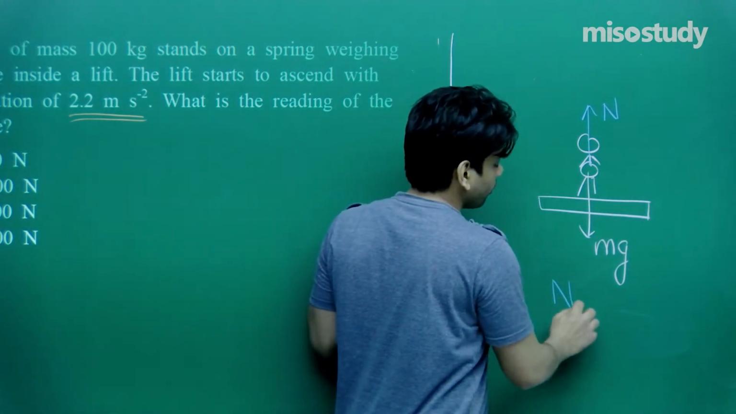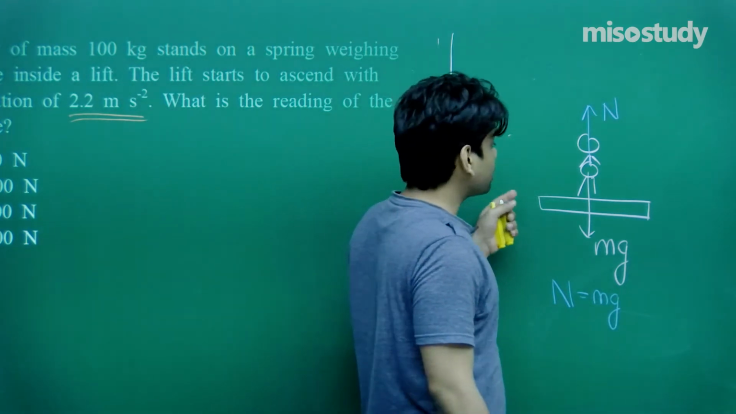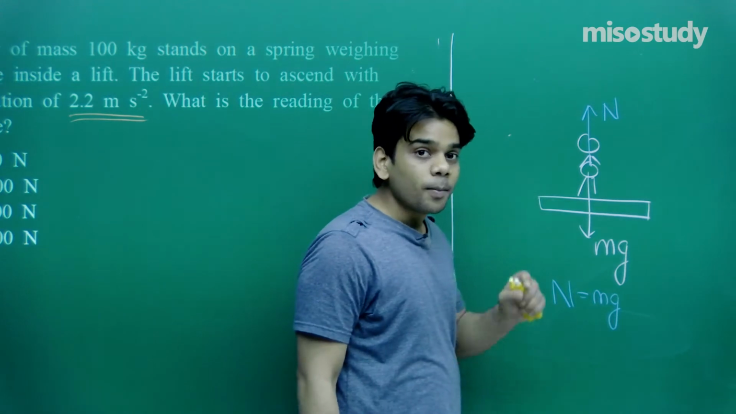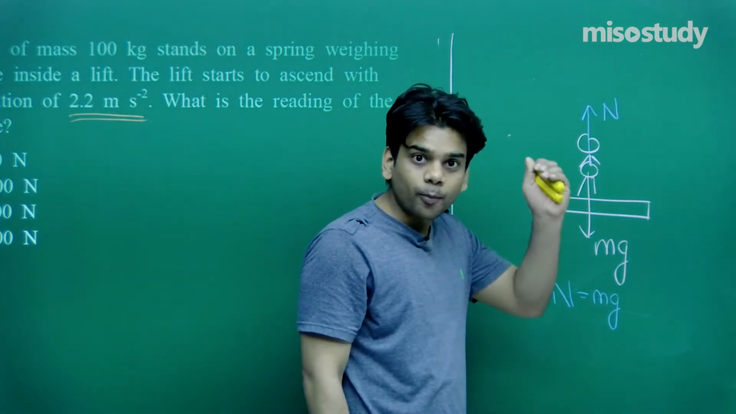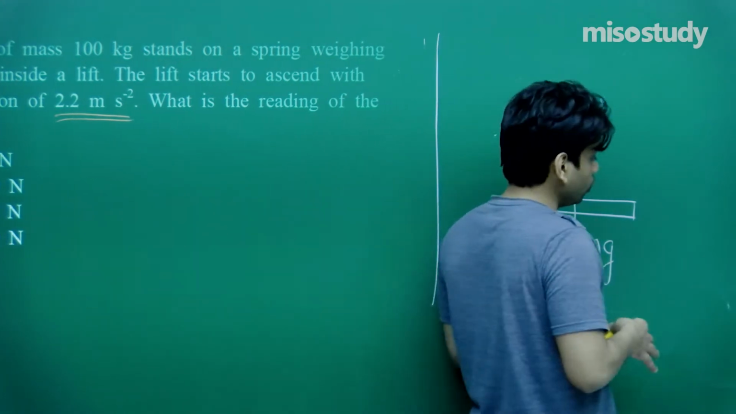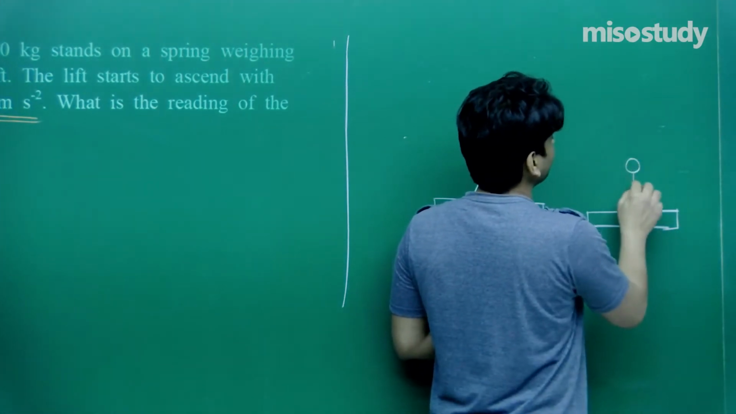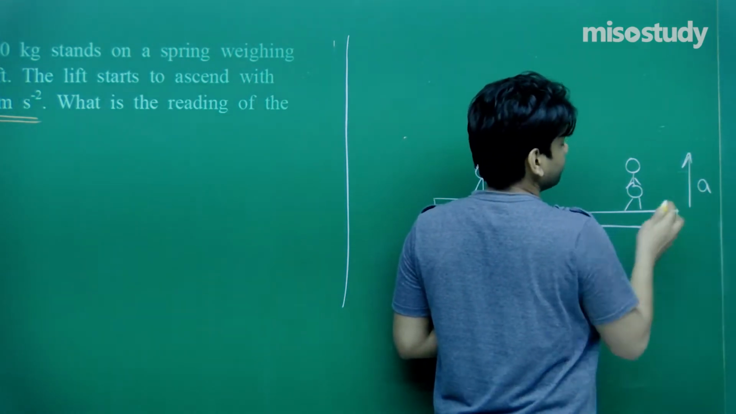So normally what we do is N equals mg. Here, since it was static and not in motion, we directly did N equals mg. But whenever the lift is accelerating, either upward or downward, I'm going to tell you a method you have to apply whenever it moves with an acceleration.